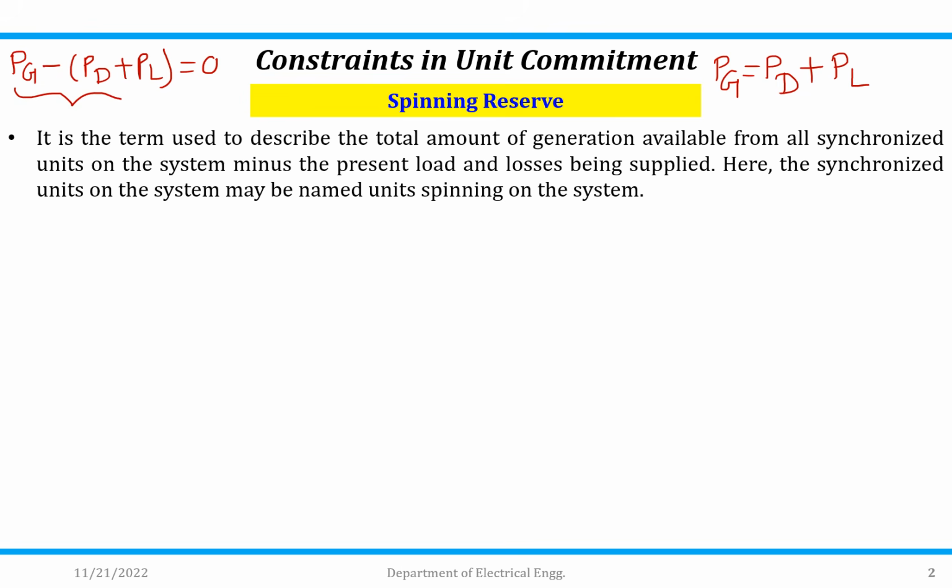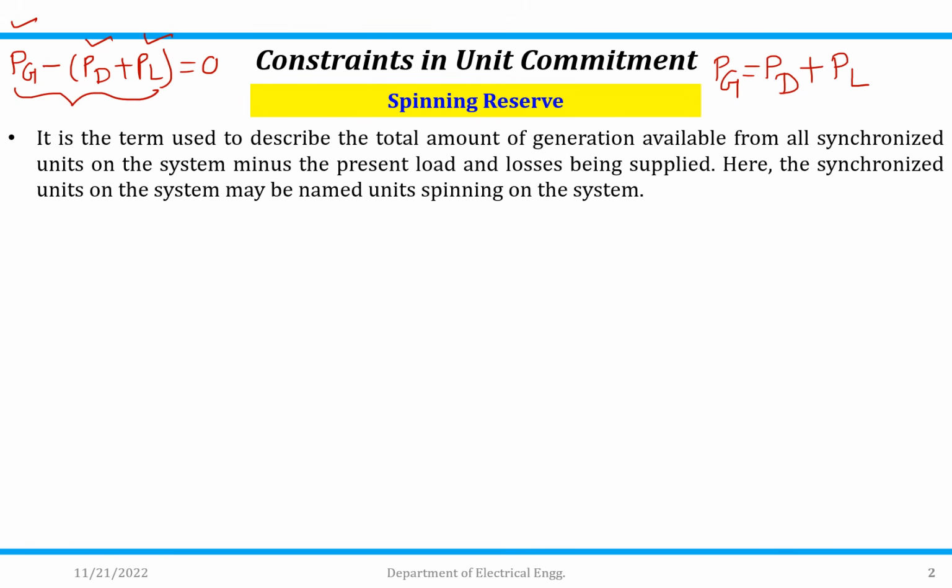So this term is nothing but what? Spinning reserve. So here I have written the total amount of generation available from all synchronized units. That's why this is PG minus the present load, that is the demand PD, and whatever will be the power losses associated with it.